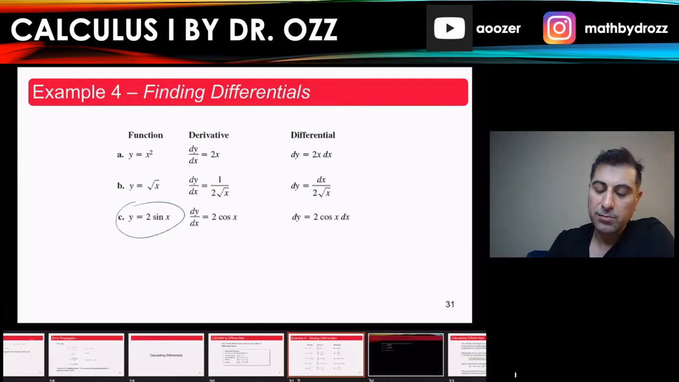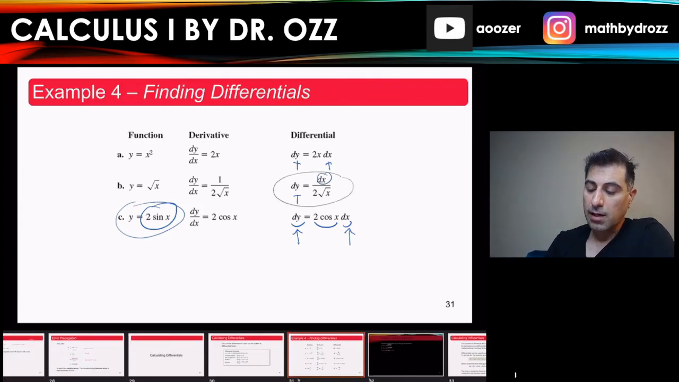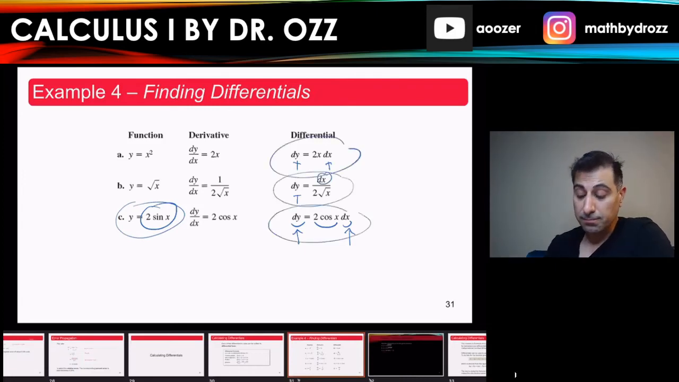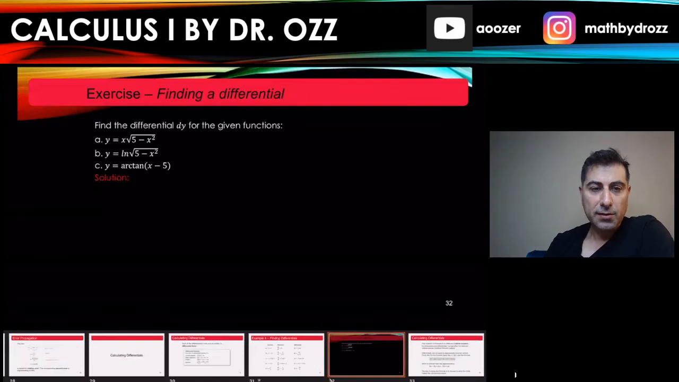So here we go. We have 2 sine x. So dy should be the derivative of 2 sine x, which is 2 cosine x times dx. So this way, in fact, you can see the relationship between dy and dx. The change in x results in change in y, and this is putting the relationship between these two. And at this moment, you can go through this example here just to practice your skills in differentiation.